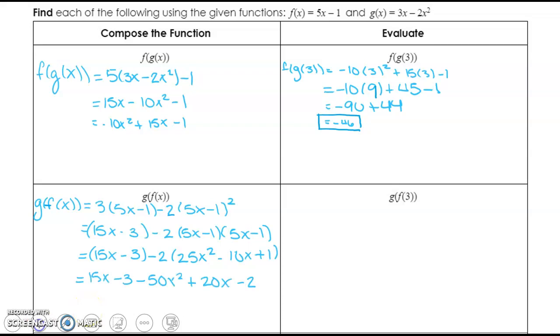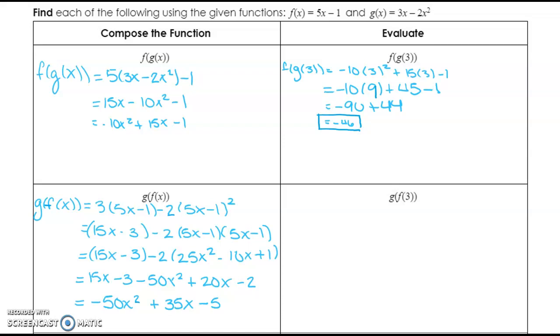So when we do that, we will get 15x minus 3 minus 50x squared plus 20x minus 2. So now what we want to do is kind of rearrange our terms and simplify as much as we can. So when we do that, we will get negative 50x squared plus 35x minus 5. I'm going to make this more of a 2 here. And then, so now here's where things can look a little bit different.